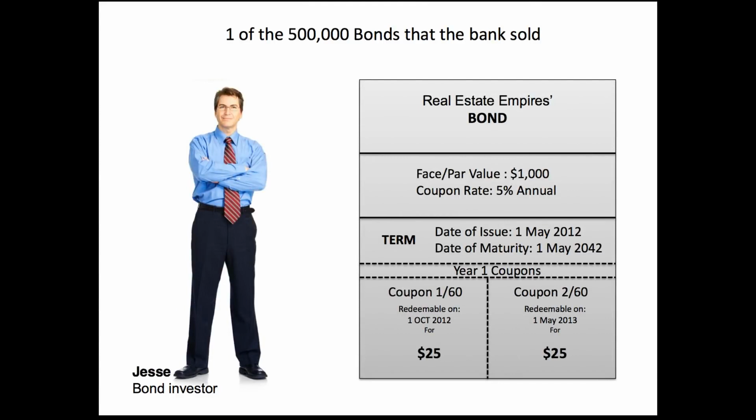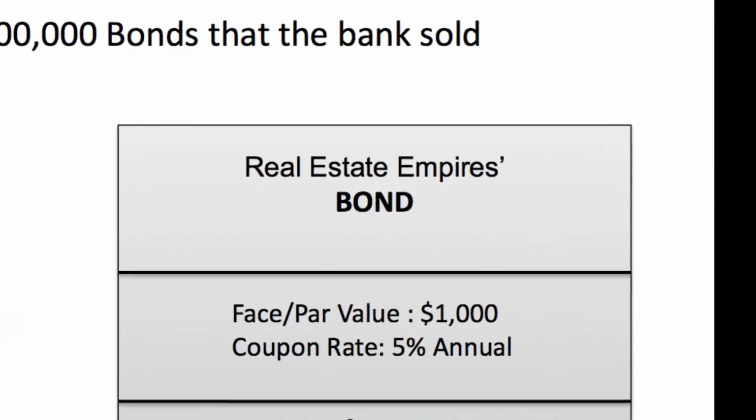Here's one of the 500,000 bonds that the bank sold, and it went to this investor named Jesse. As we look at the bond that Jesse's holding, we're going to start right at the top and work our way down. At the top of the bond is simply the name of the real estate company that issued the bond. This is the person who's responsible for ensuring that Jesse receives his coupon payments, and also whenever the bond matures, he's going to receive his $1,000.